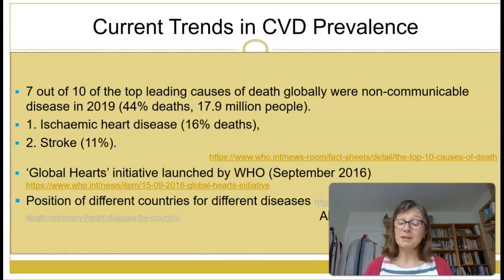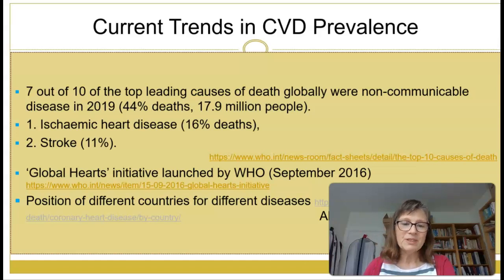And just because I think it's quite interesting, you might not, but the position of different countries for different diseases, this link talks about which countries have the biggest problems with coronary heart disease. So you just might be interested to know where the UK fits, or for any countries that you may have connections to, where do they fit as far as cardiovascular disease is concerned? So you just might want to have a look at that.